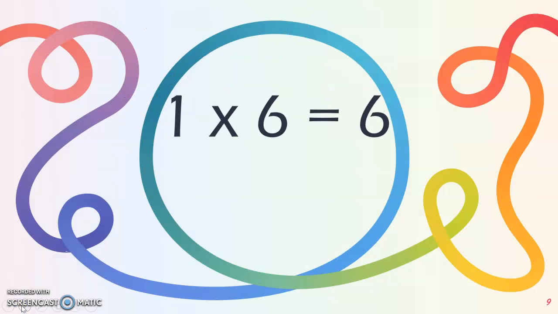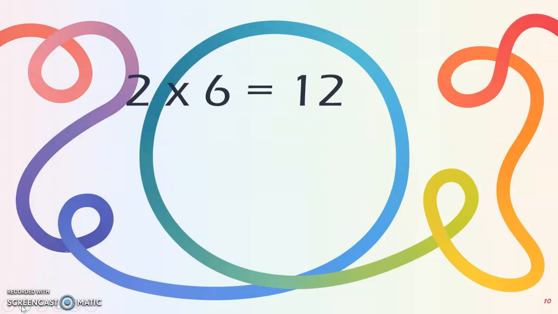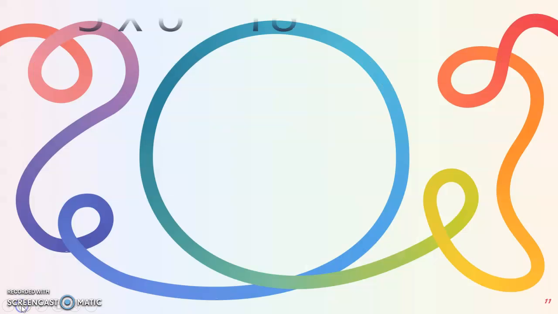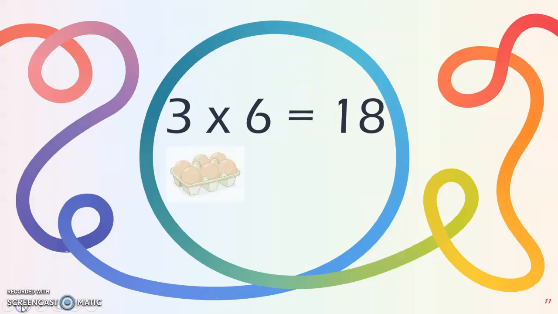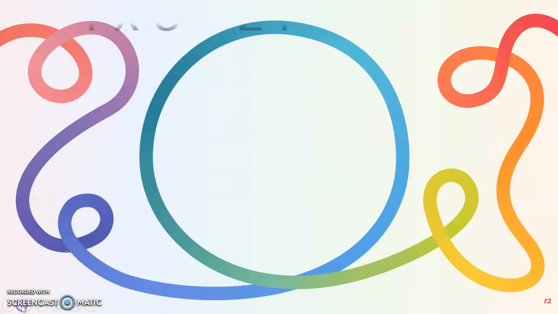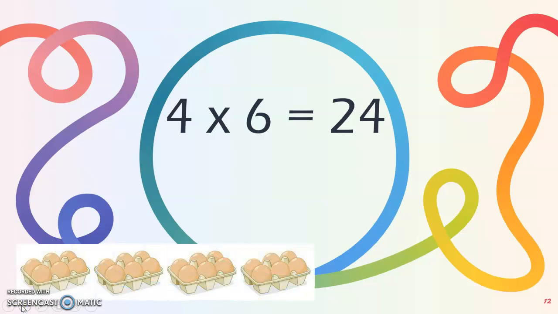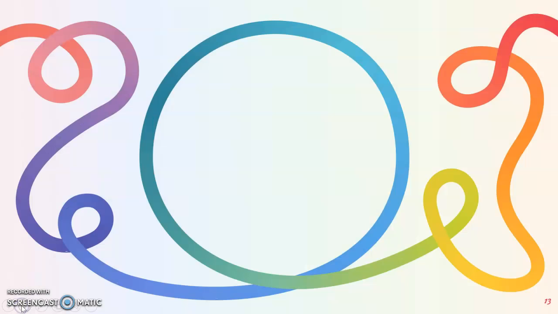Let's see if we can say the 6 times table. Join in with me. 1 times 6 is 6. We've got 1 box of eggs of 6. 2 times 6 is 12. 3 times 6 is 18. 4 lots of 6 are 24. 1, 2, 3, 4. 6, 12, 18, 24.